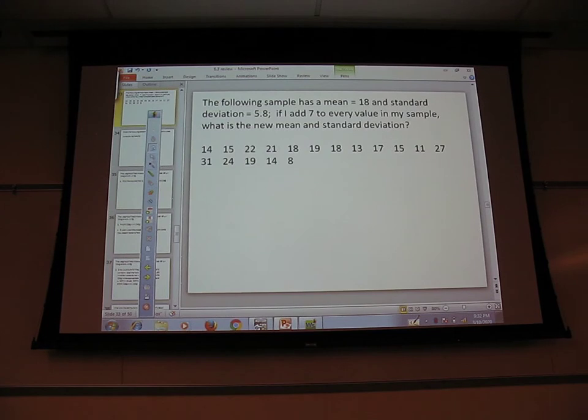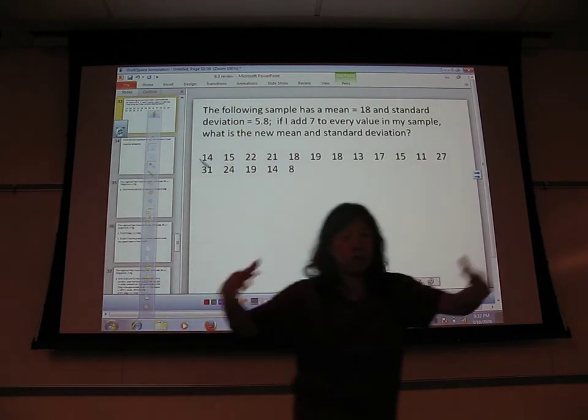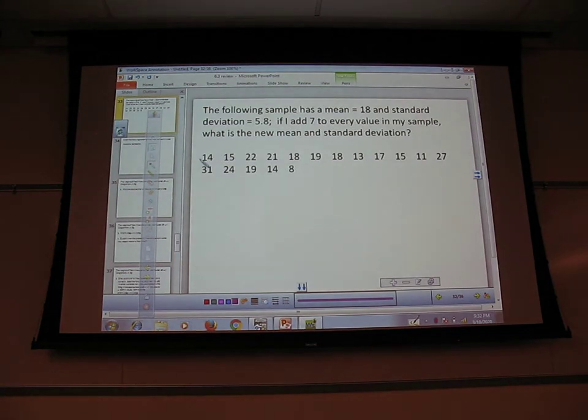All right, so mean of 18, standard deviation of 5.8. If I add 7 to every single value, then it's just like that huddle. Remember we had that football huddle and everybody shifted over 3 steps? What changes? The mean, the center changes, and by how much? My new mean is going to be x bar, because it's a sample mean. So x bar, 18 plus 7, 25. And my new standard deviation is going to be 5.8. It's going to stay the same. Good? Okay.